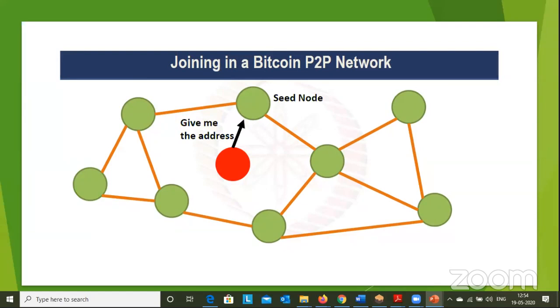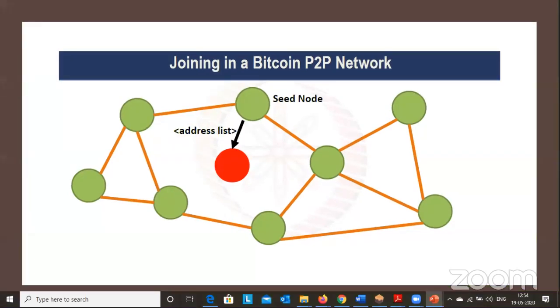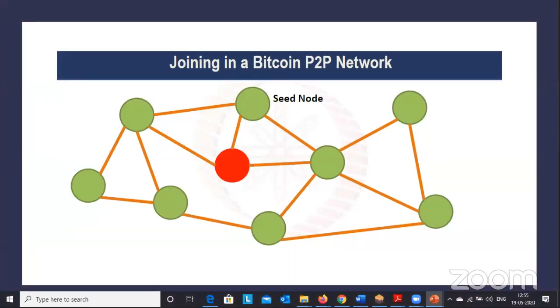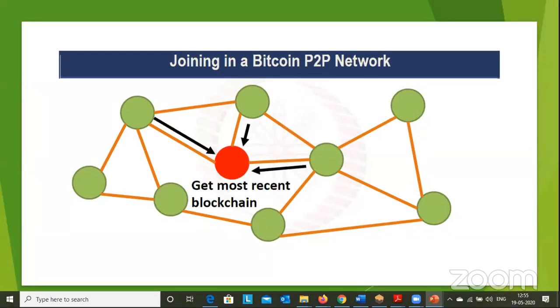The seed node will have the addresses of the neighbors. So here it will get the addresses of the neighbors, which gets the address list. The seed node will send the address list. After that, the new node will connect with the help of the seed node. The new node will get the addresses, and with the help of those addresses, the new node will connect to the neighbor nodes.